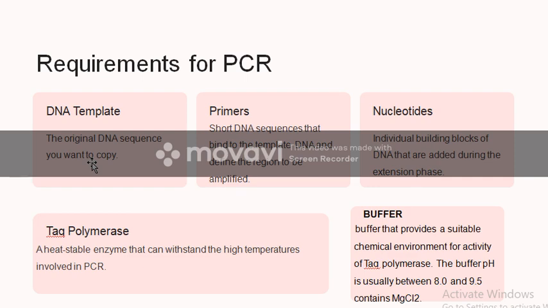Why magnesium chloride? The magnesium acts as a cofactor for the activity of DNA polymerase. In the same way, magnesium acts as a cofactor for the activity of Taq polymerase. If this magnesium is not there, our Taq polymerase activity will be inactivated. So that's the reason we use magnesium for PCR reactions.